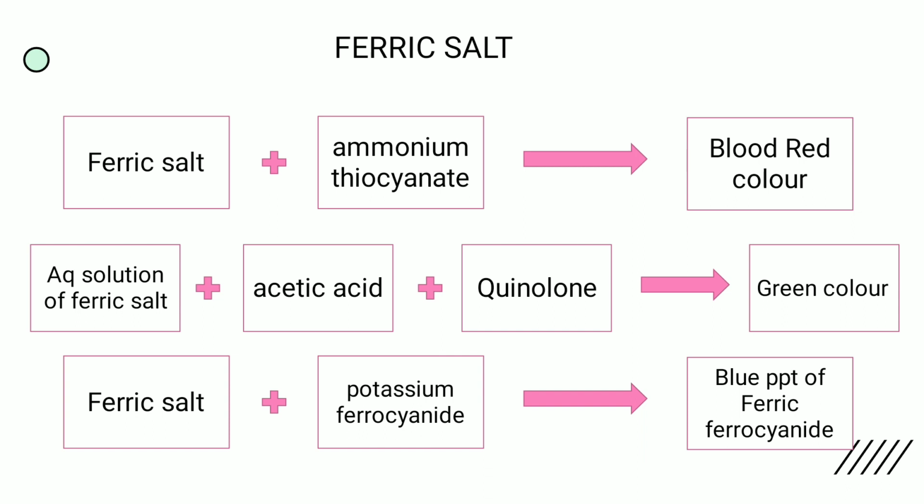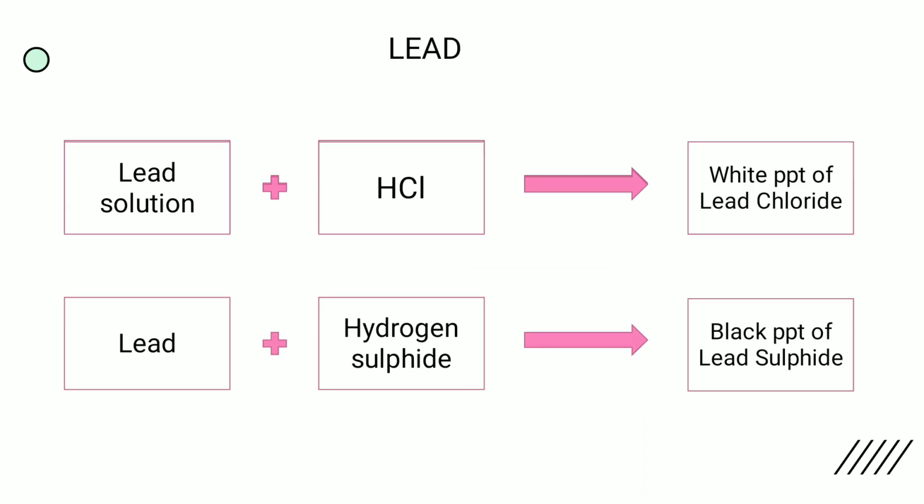Next test, ferric salt is reacted with potassium ferrocyanide. A blue colored precipitate of ferric ferrocyanide is obtained. Those are some tests for the ferric salt. Then lead. Lead solution is reacted with HCl. There is a white precipitate of lead chloride. And second test, lead is reacted with hydrogen sulfide, which gives a black precipitate of lead sulfide.